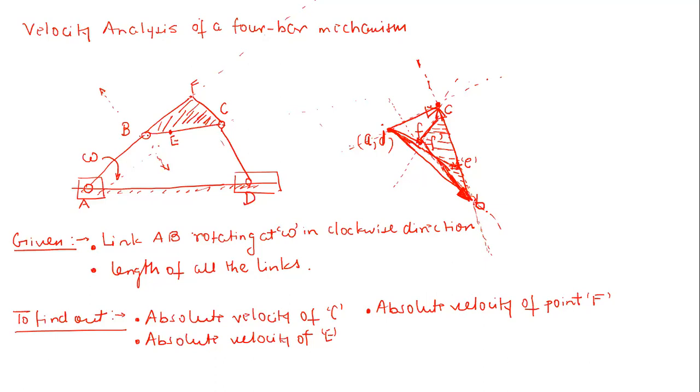No. Let me give you one hint. When I draw this AB vector, I drew it downwards, right? Why? Because this was rotating in clockwise direction. Now think again. Anti-clockwise. Simply it will be anti-clockwise. What is the reason?